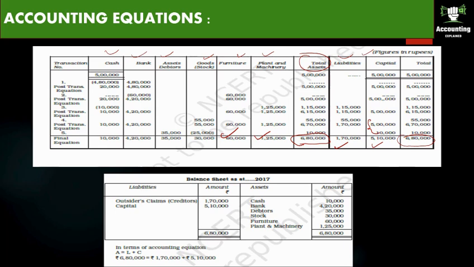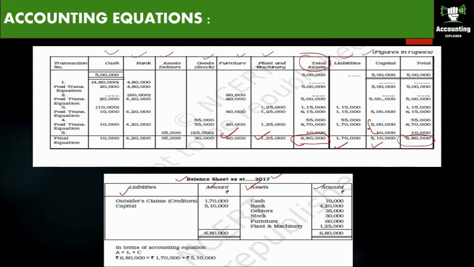The balance sheet shows the financial position of a company or a business as on a particular date. See here, balance sheet as on some date in 2017. On the left side are your liabilities, and on the right side are your assets. There is a column for amount on each side. Totally there are four columns: liabilities, amount, assets, amount. So first we'll see the liabilities.